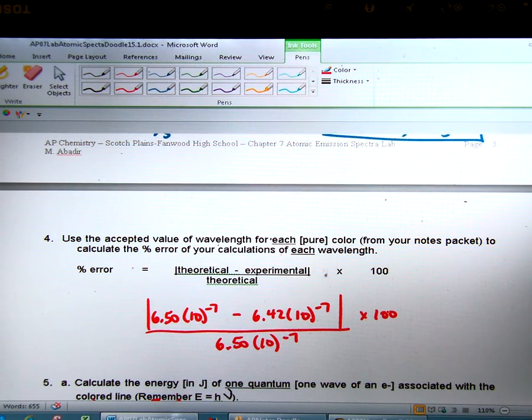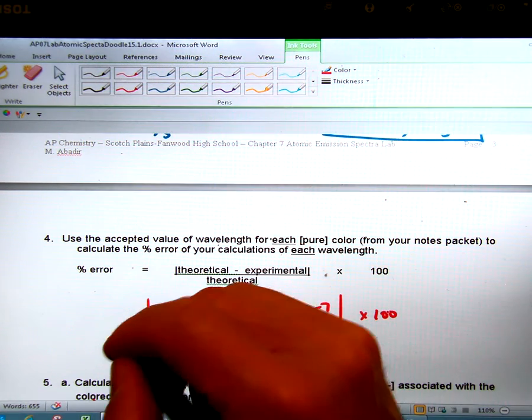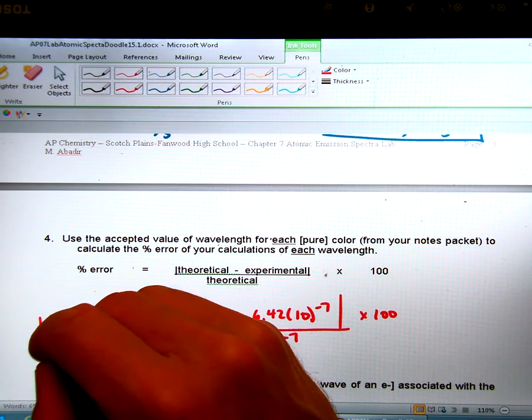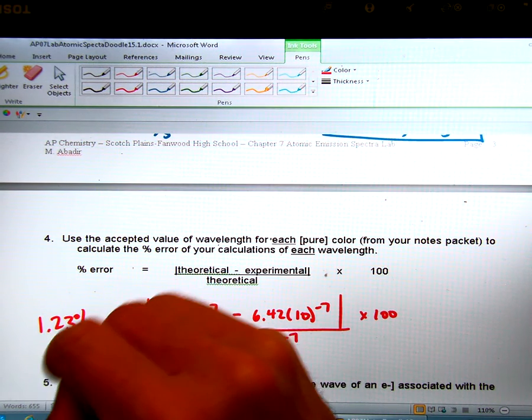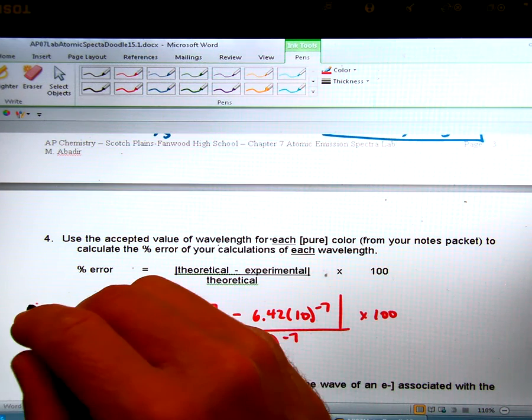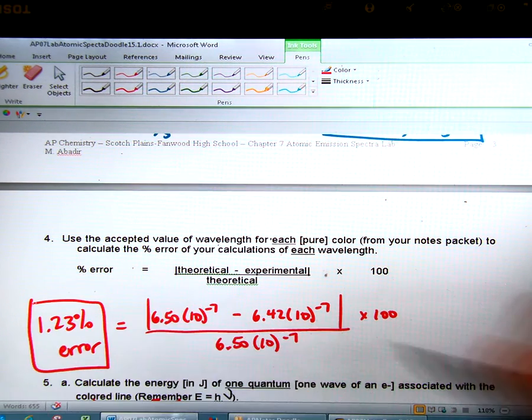You can actually just totally get rid of that 10 to the minus 7th. You could factor it out of everything. So if I do 6.5 minus 6.42 and divide that by 6.5 and times 100, that will give me about a 1.23% error, which of course is not too bad. Hopefully you are close to a 0% error in yours. But if not, it is what it is.